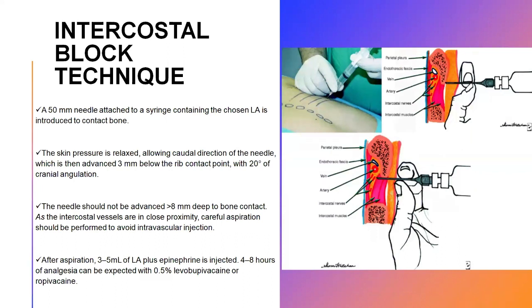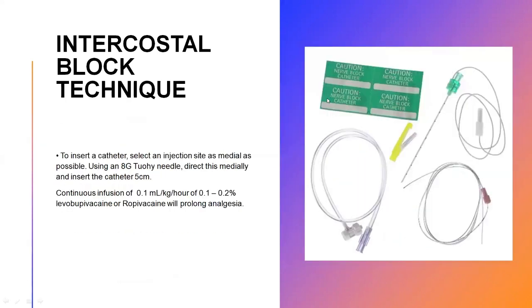Then a 50 millimeter needle attached to a syringe containing the chosen local anesthetic is introduced to contact the bone. Here you will see the picture. First you have to contact the bone. Then the skin pressure is relaxed, allowing caudal direction. This is the caudal direction to reach the space, which is then advanced 3 millimeter below the rib contact point with 20-degree cranial angulation. This is the technique, 20-degree cranial angulation.